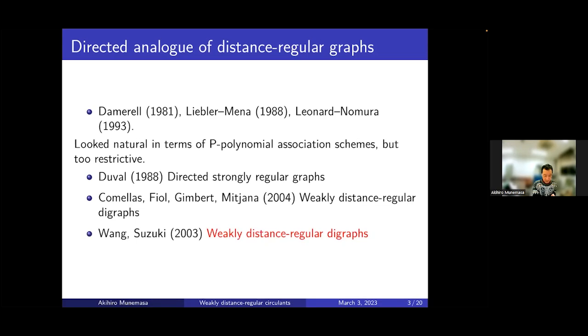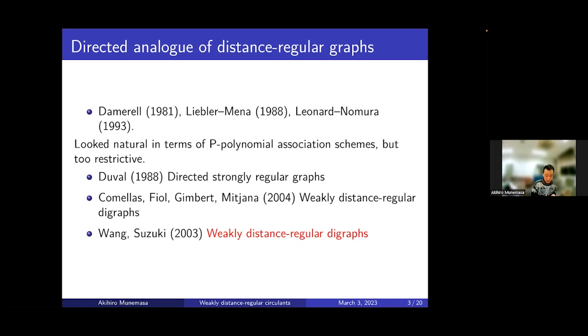And the last variant is the one we used, although it carries the same name as the other variant, the definitions are actually inequivalent. This was introduced by Kaishun Wang and Hiroshi Suzuki in 2003, also called weakly distance regular digraphs. So let me give a definition of this last analog of distance regular graph.